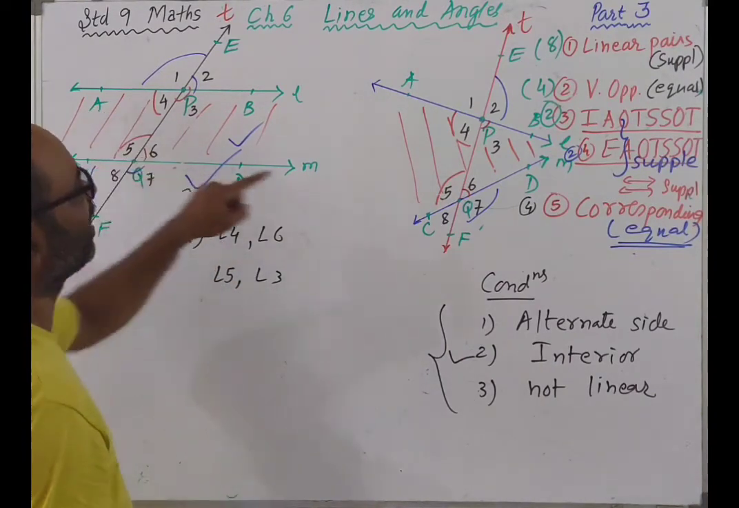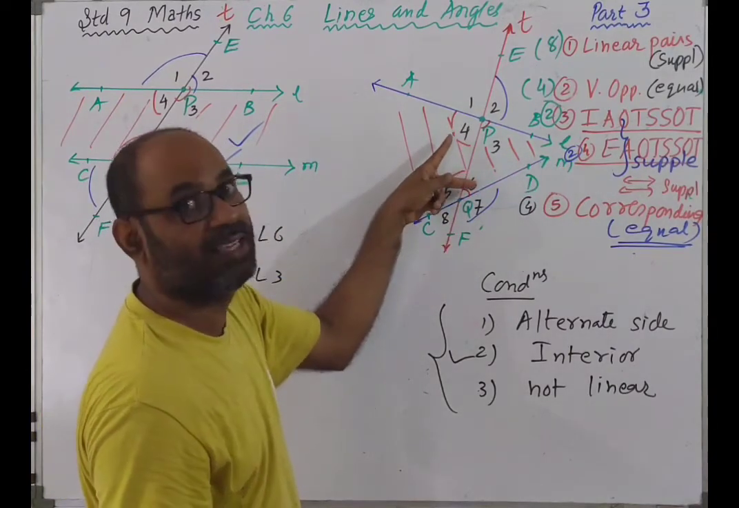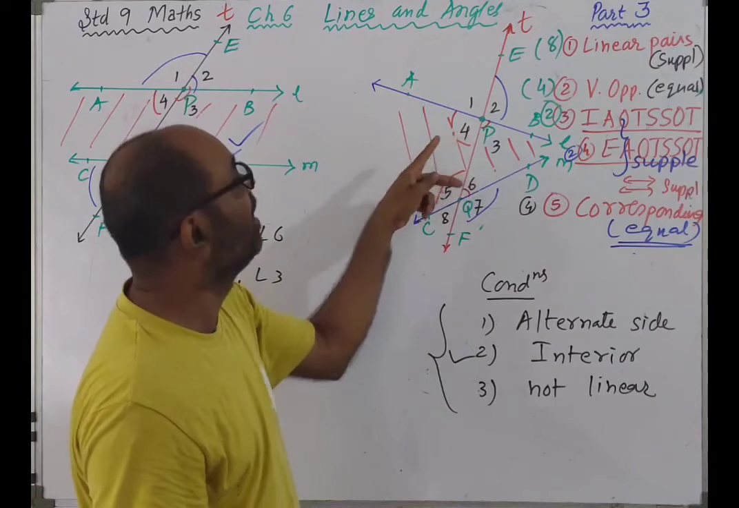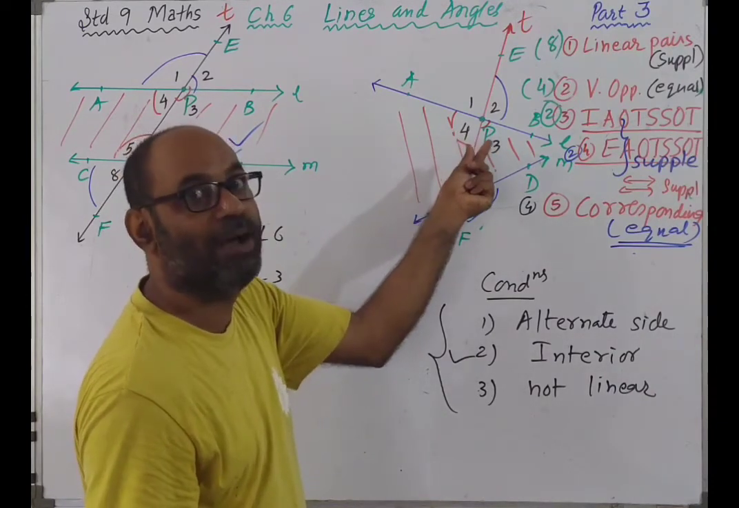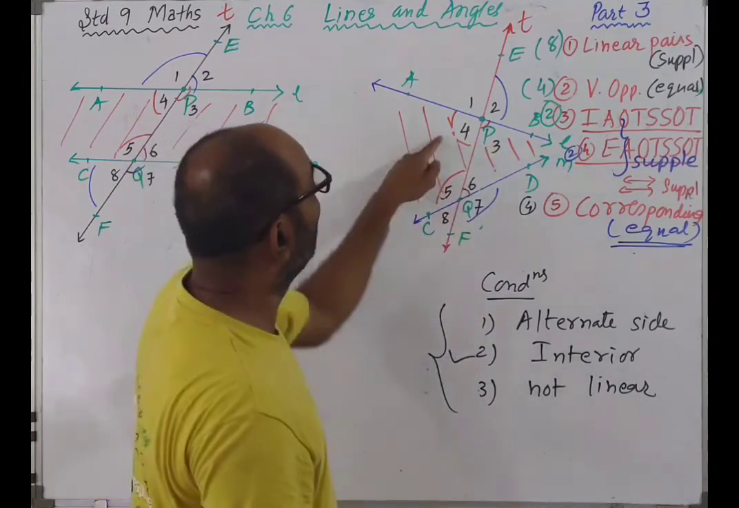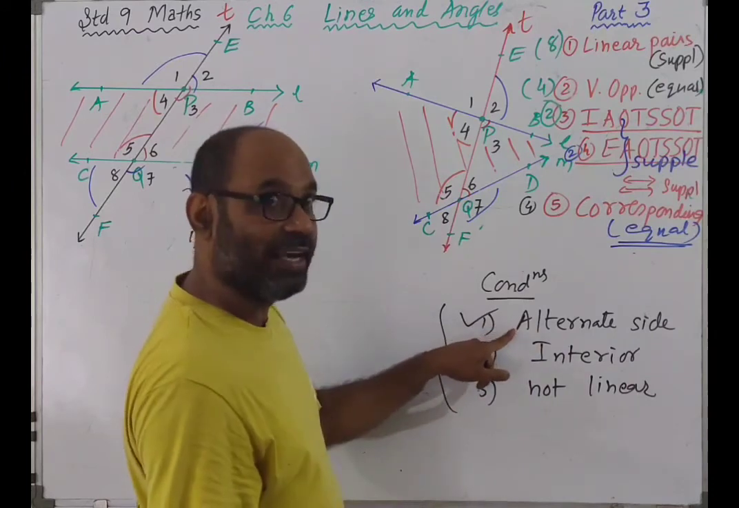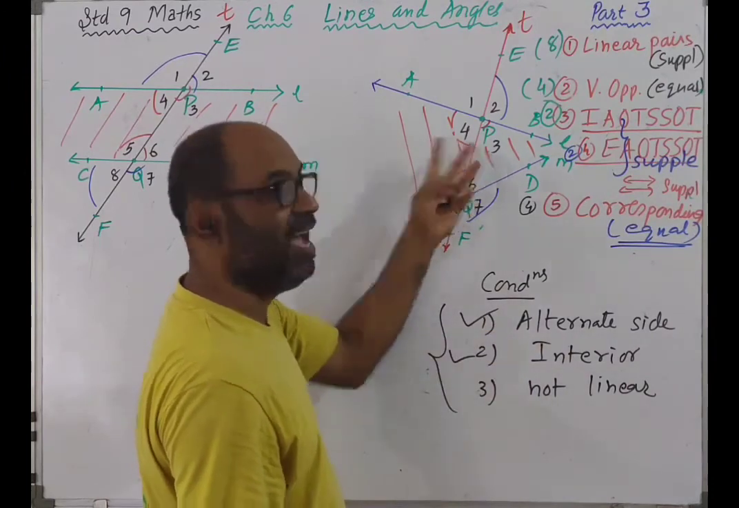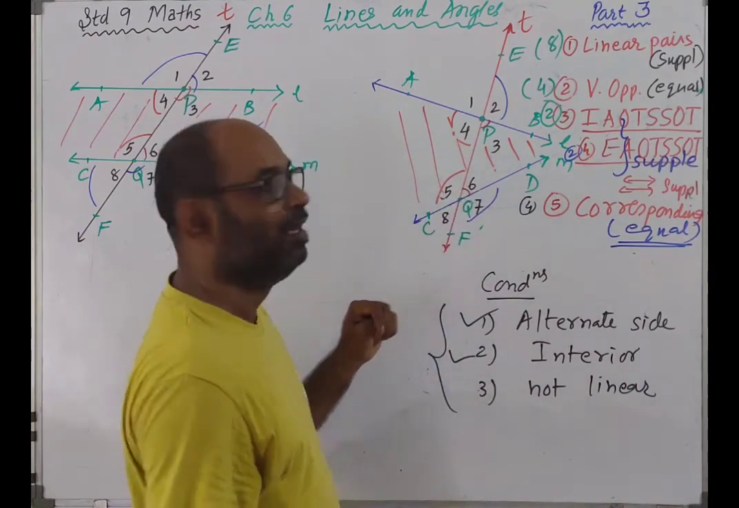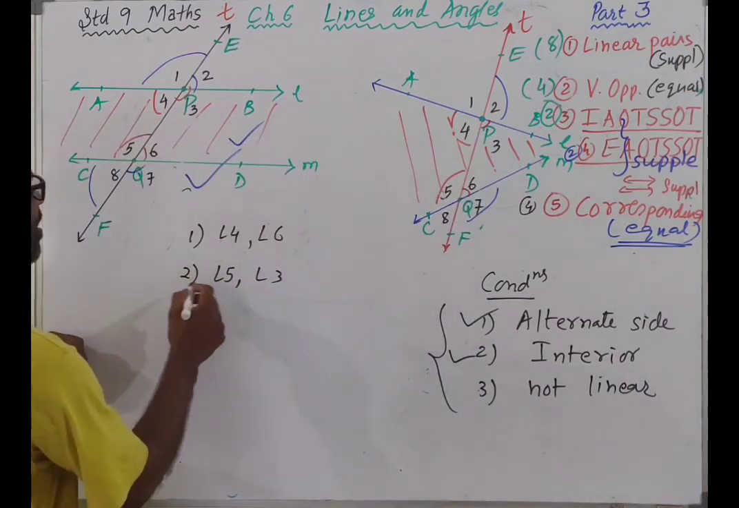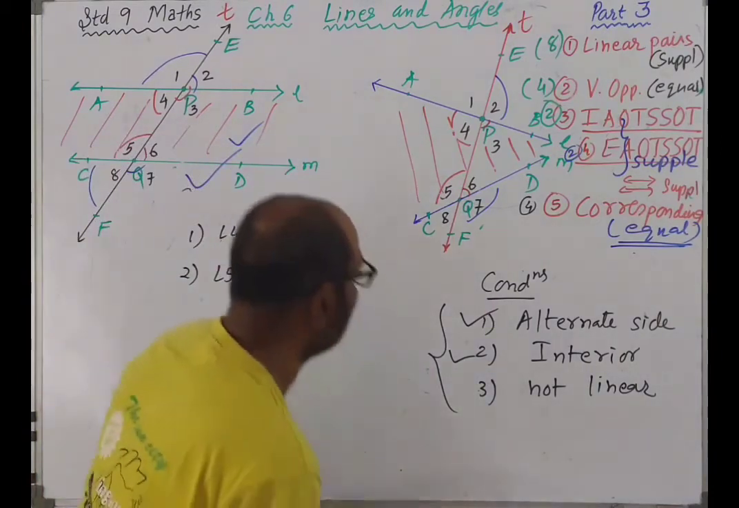Sorry, 4 and 6. 4 and 6, एक इस बाजू एक दूसरी बाजू, and they are in the interior and they are not forming linear pair. हाँ, 4 और 3 नहीं ले सकते क्योंकि वो linear pair बनाते हैं. 3 और 4 satisfies two conditions. Alternate side पे है. Interior है. Not linear, नहीं, वो तो linear है. So you can't pick up that. So you will get only two pairs of angles satisfying these three conditions.